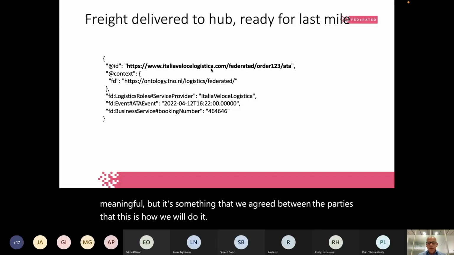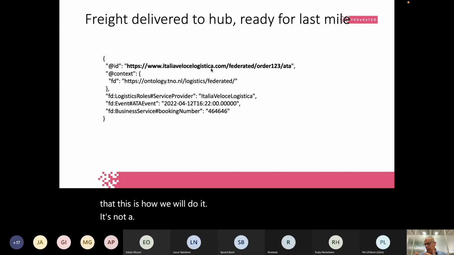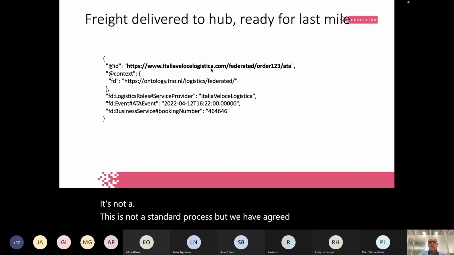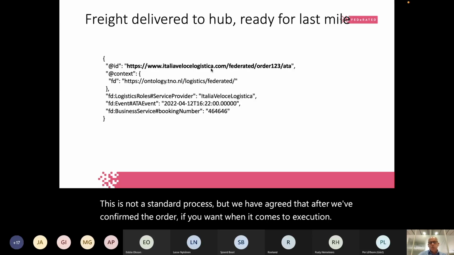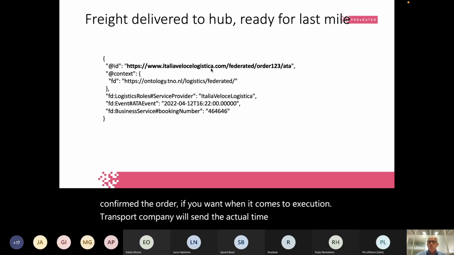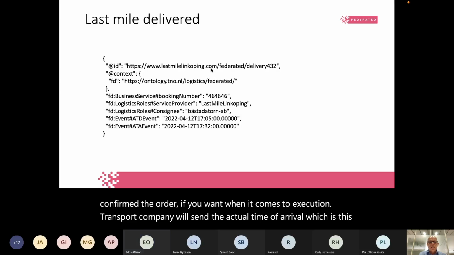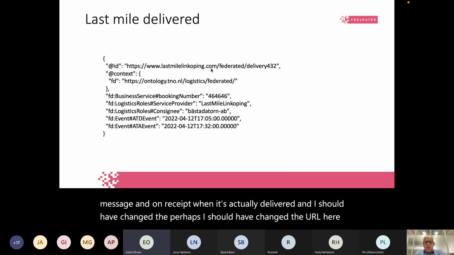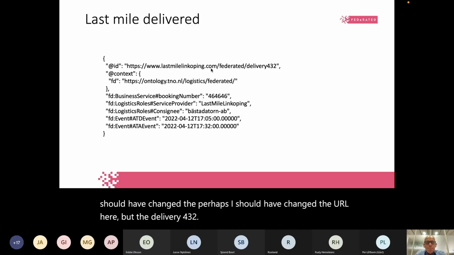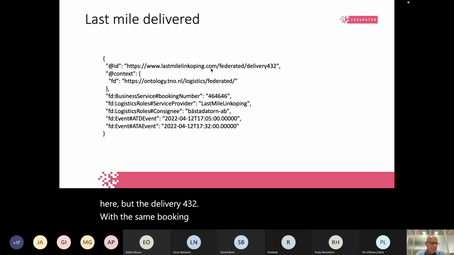This is not a standard process, but we have agreed that after we've confirmed the order, if you want, when it comes to execution, the transport company will send the actual time of arrival, which is this message, and on receipt, when it's actually delivered. Perhaps I should have changed the URL here, but the delivery 432 with the same booking number has that data.